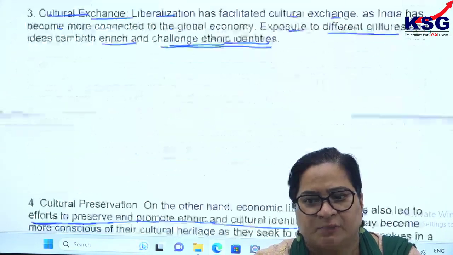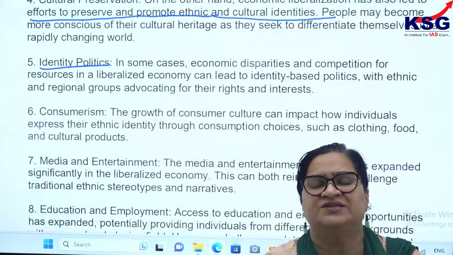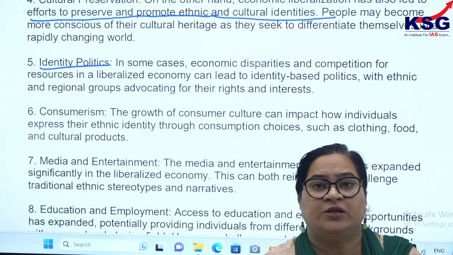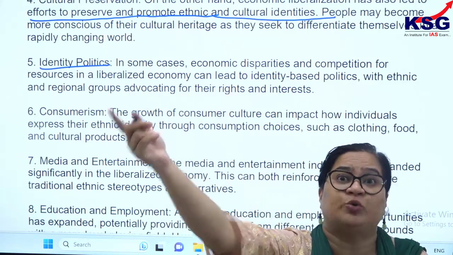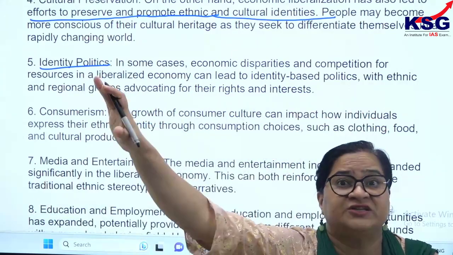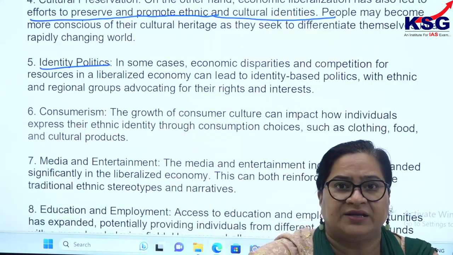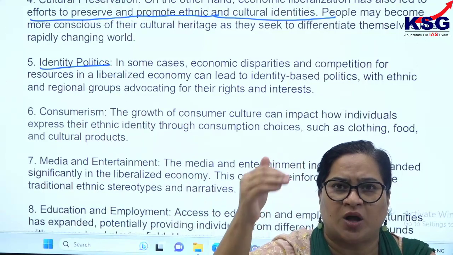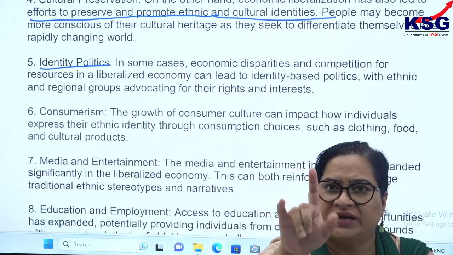Now, so when we are talking about this identity politics, why identity politics will get hyphenated in the era of globalization? Now, this identity politics can qualify as a separate question in itself. Okay, globalization and identity politics. One full-fledged question can be asked and you can prepare it for future. So, whether the identity politics is pertaining to caste, gender, race, religion, all will get hyphenated.